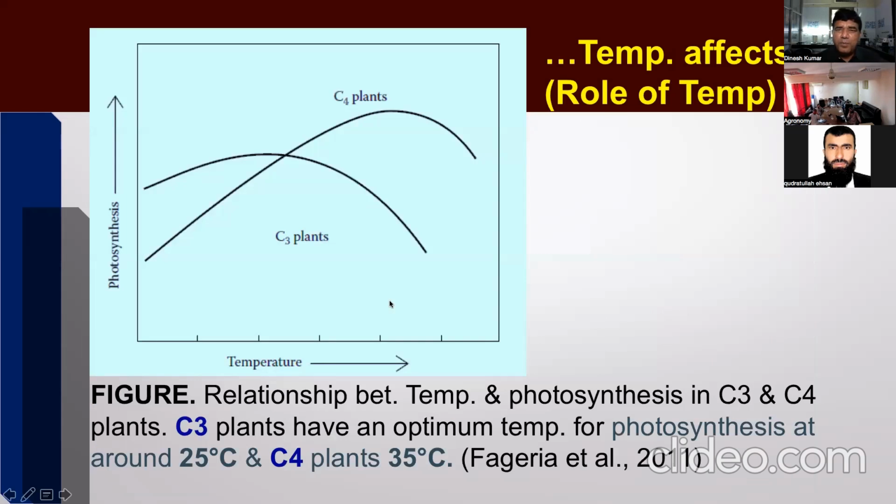Now, another interesting point is that plants are classified into C3 plants and C4 plants. Can anybody tell me the difference between C3 and C4 plants? Please give the answer if you know it. What is the difference between C3 and C4 plants? Please answer it.